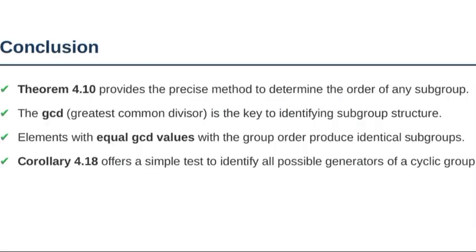To conclude, Theorem 4.16 helps us determine the order of the subgroup generated by the elements in a cyclic group, and the theorem also explains when two generated subgroups are equal. The example of 4.17 showed the application in the integers modulo 12, while Corollary 4.18 identifies all the generators of the cyclic group. So that's all.